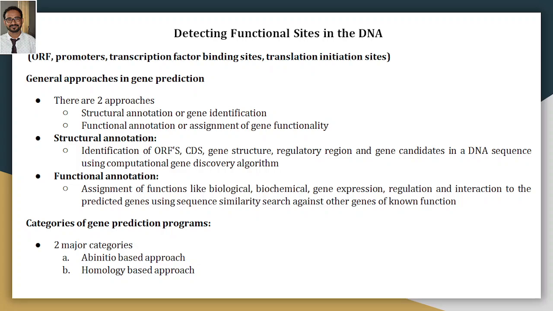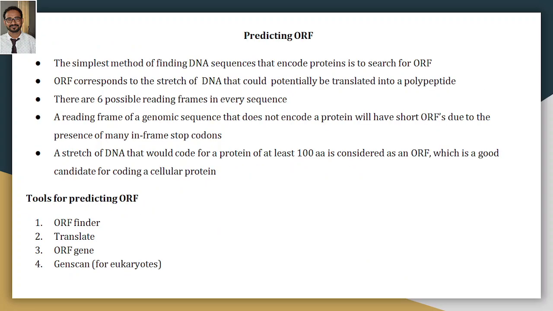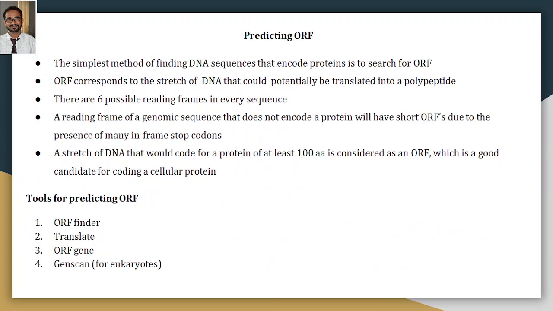In ab initio, you take statistical information for coding and non-coding regions, and build probabilistic models based on the hidden Markov model. Whereas in homology, you compare two sequences and find information about the unknown sequence. Now, this was the introduction about how you are going to find the functional sites in the DNA. You have done the lab also, so hopefully it will be easier for you to understand.